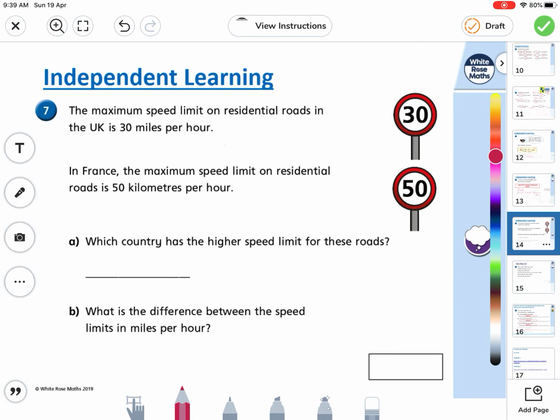Okay, oops, I accidentally pressed the stop button. It stopped recording. So question 7.